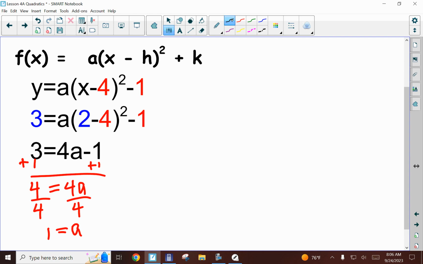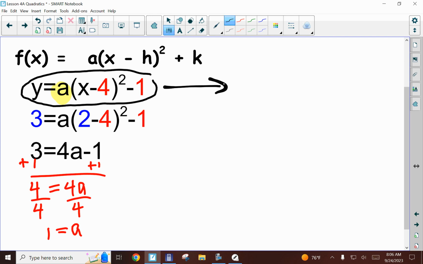Now the reason why we did all of that is because we almost had the entire equation once we plugged in the h and the k. All we were missing was the a in front. So what we're going to do is take that equation over here, and now substitute in everything that we have.